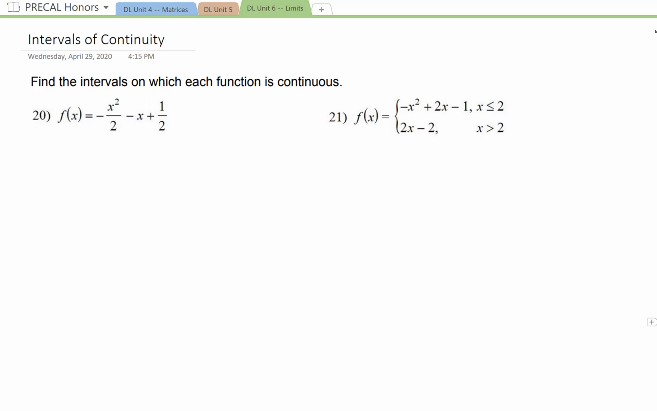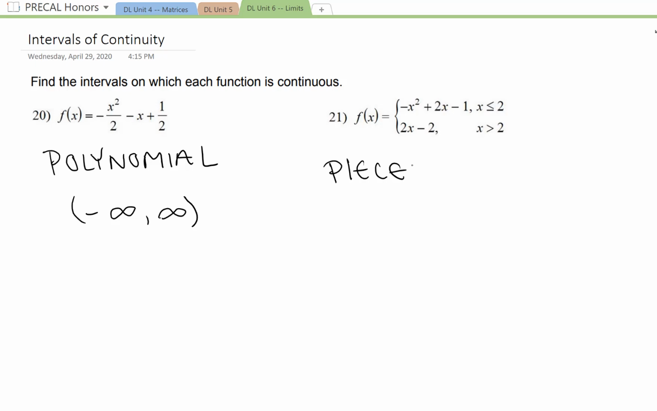Find the intervals on which each function is continuous. Let's look first at what type of function we're dealing with so that we know characteristics of its continuity. For example, number 20 is a polynomial. That one's easy. All polynomials are continuous from negative infinity to infinity. Done with number 20. Okay, piecewise functions can have continuity or discontinuity. So you could have the two pieces meet, or the two pieces could not meet, and there could be some sort of jump discontinuity.